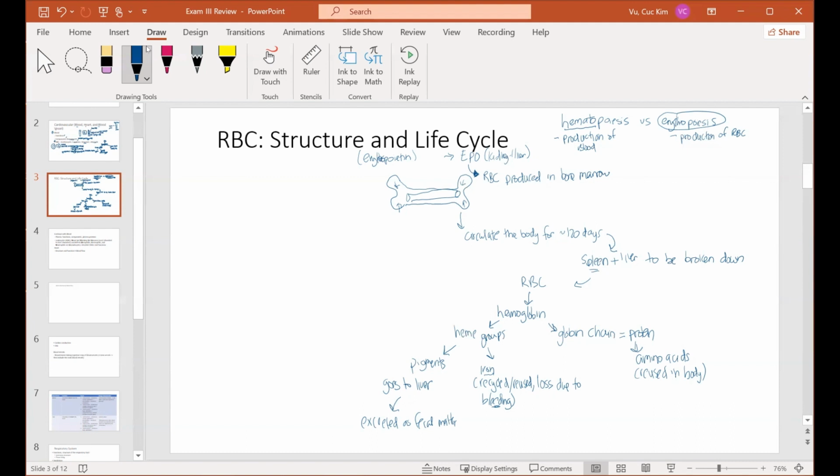So the pigment goes to the liver. The pigment that leaves to go to the liver is called biliverdin. I don't know that I require you to know this level of detail, but just in case you're curious. Biliverdin, and then once it goes to the liver, it gets converted to bilirubin, and then it exits as bile.